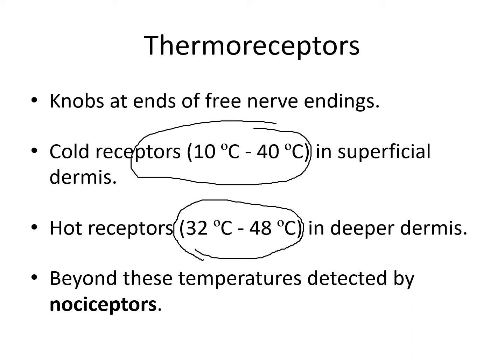The cold receptors are in the superficial dermis, and the hot receptors are in the deeper dermis. And they both consist of knobs at the ends of free nerve endings. Now, what happens when the temperature goes lower than 10 degrees or higher than 48 degrees? Well, a different type of receptor is involved in these cases. These are the nociceptors, which are the pain receptors, because very cold and very hot temperatures are more painful stimuli.